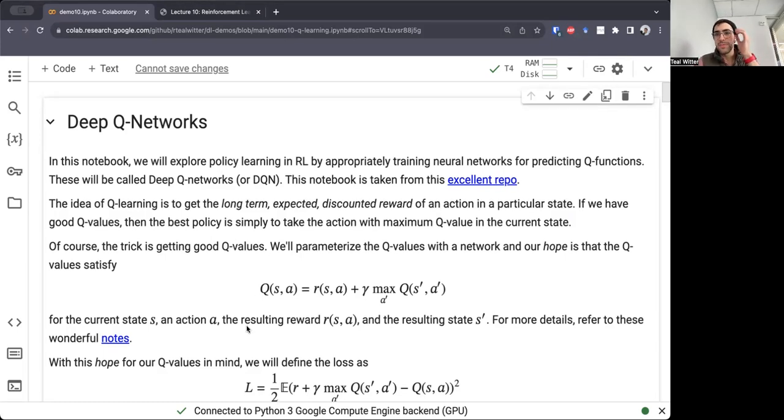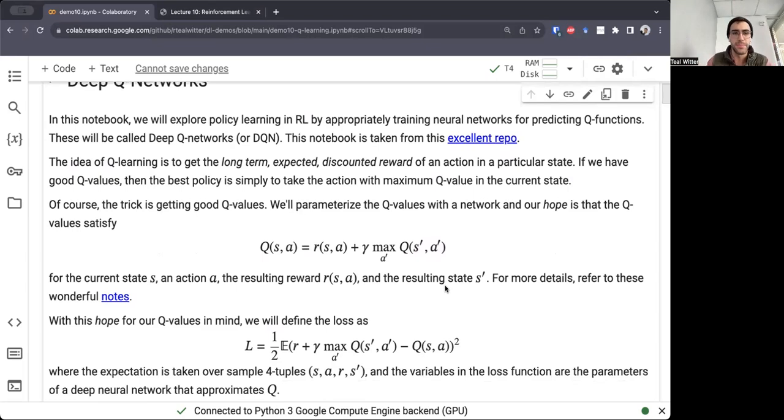Really what differentiates this and what makes it unique is we're not just taking into account the immediate reward that we're going to get, but we're also taking into account all the future rewards. And that's the second term here that plays an important role. And the second term is also tricky because we're defining a Q value in terms of the Q value function, just at a different state, S prime and A prime.